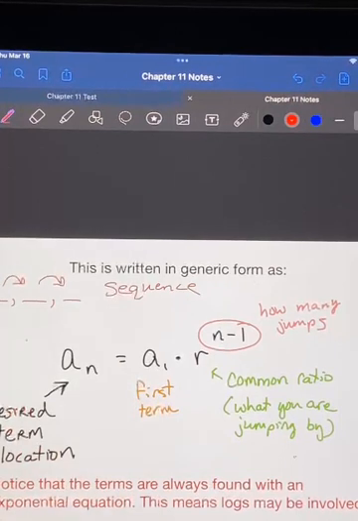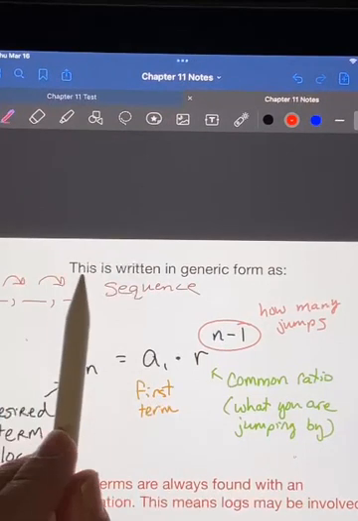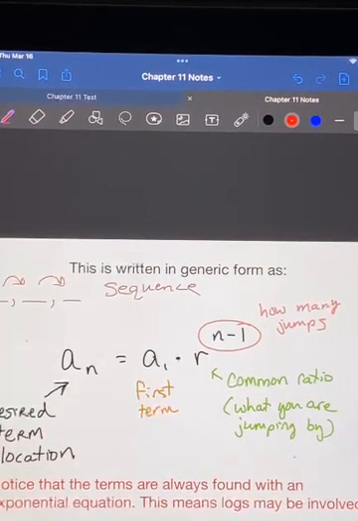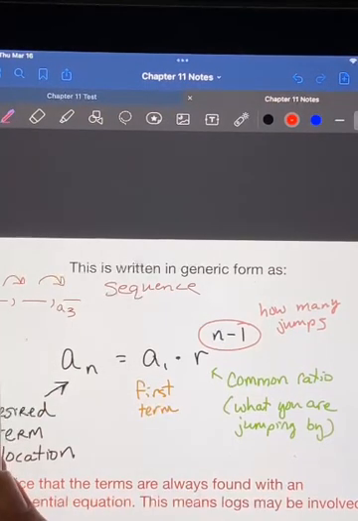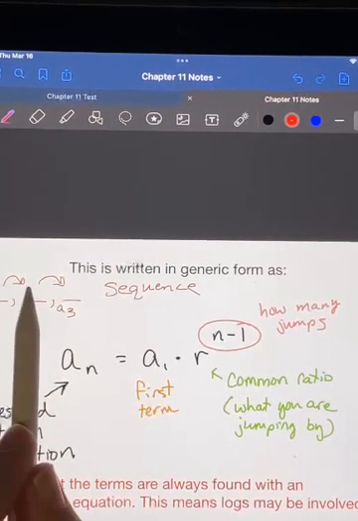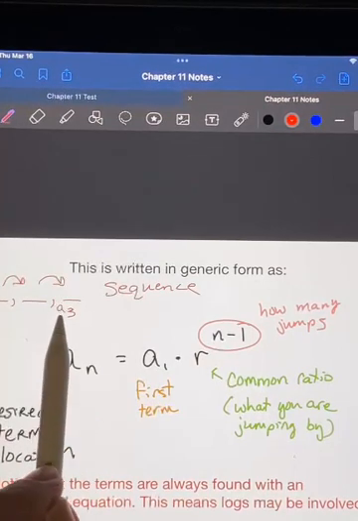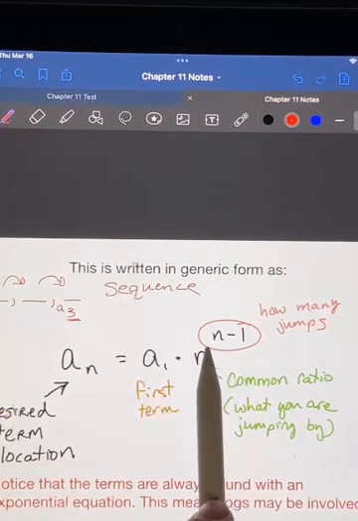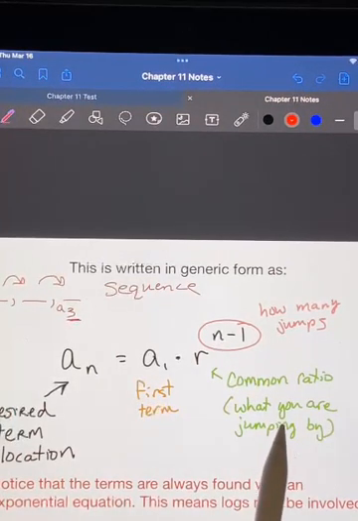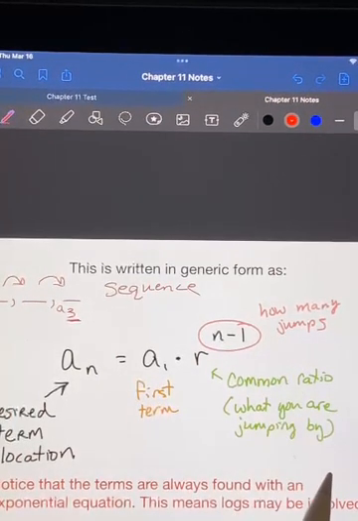For any term in a sequence, we always start at the first term. So we're going to write our generic expression in relationship to this very first term. And then we're going to ask ourselves, how many times do I have to jump to get to that space? So if we were looking at the third location, so A sub 3, we start at our beginning and we would need to jump twice to get there. So wherever we are headed, we jump one less. And that's where we get our n minus 1 for how many jumps we are going.